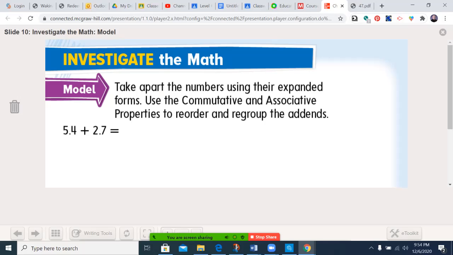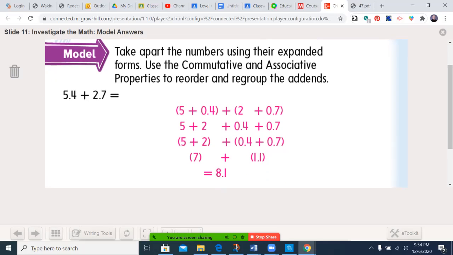So take apart the numbers using their expanded forms. Use commutative and associative properties. So I have 5.4 plus 2.7. Let's see the next slide here. There we go. So I break 5.4 down into 5 plus 0.4, and then I have 2 plus 0.7. I'm going to put my whole numbers together, 5 and 2, which is 7. And then my decimals, 4 tenths plus 7 tenths, which is 1.1, or 11 tenths, or 1 and 1 tenth. And then I add 7 plus 1.1 equals 8.1.